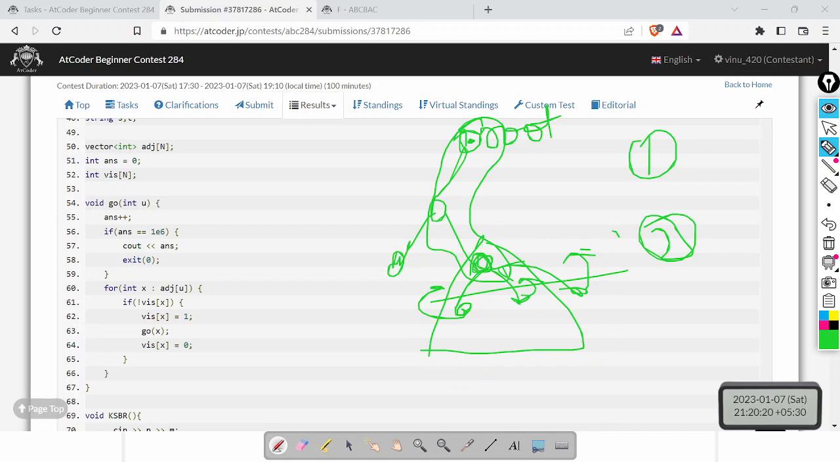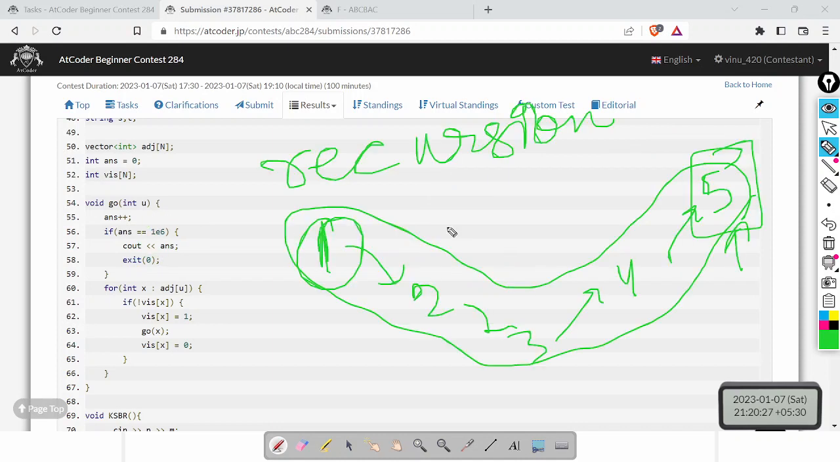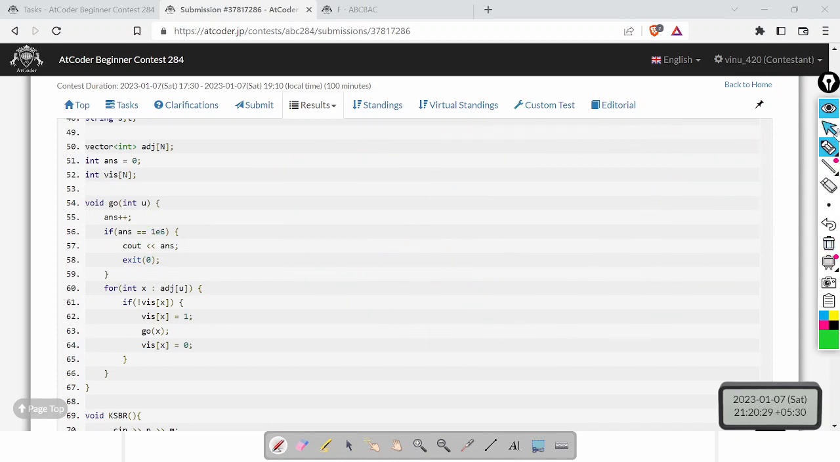Okay, very basic thing. So this way, since the condition given in the question is 10^6, we are able to do this question. Next, let's see the last question that I was able to solve.